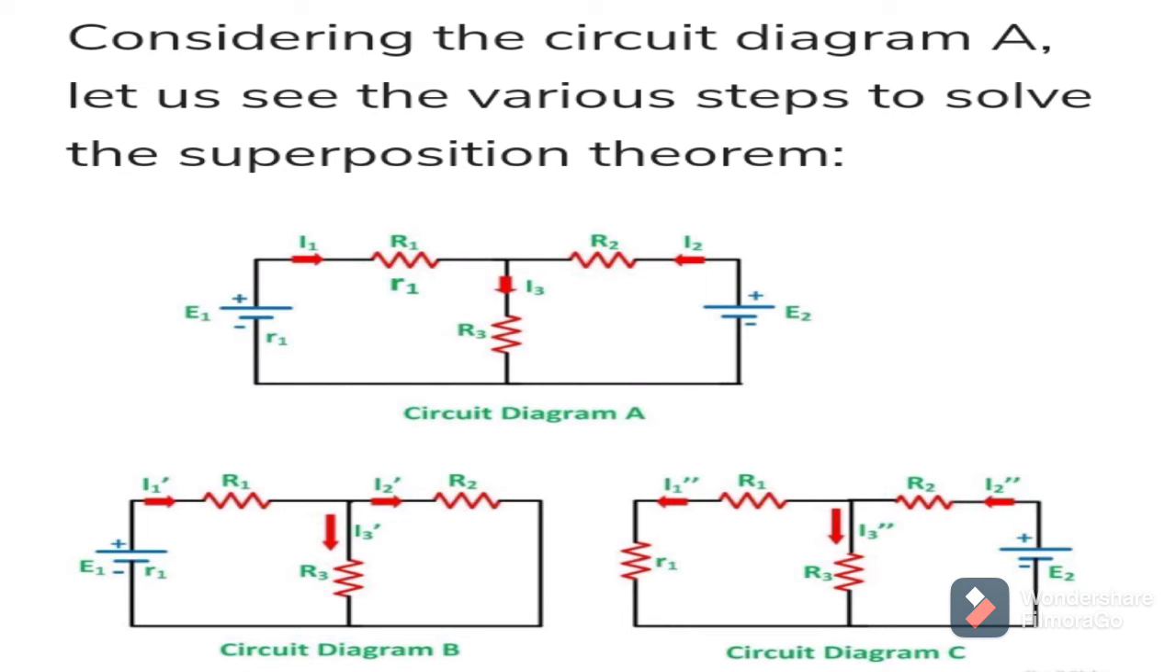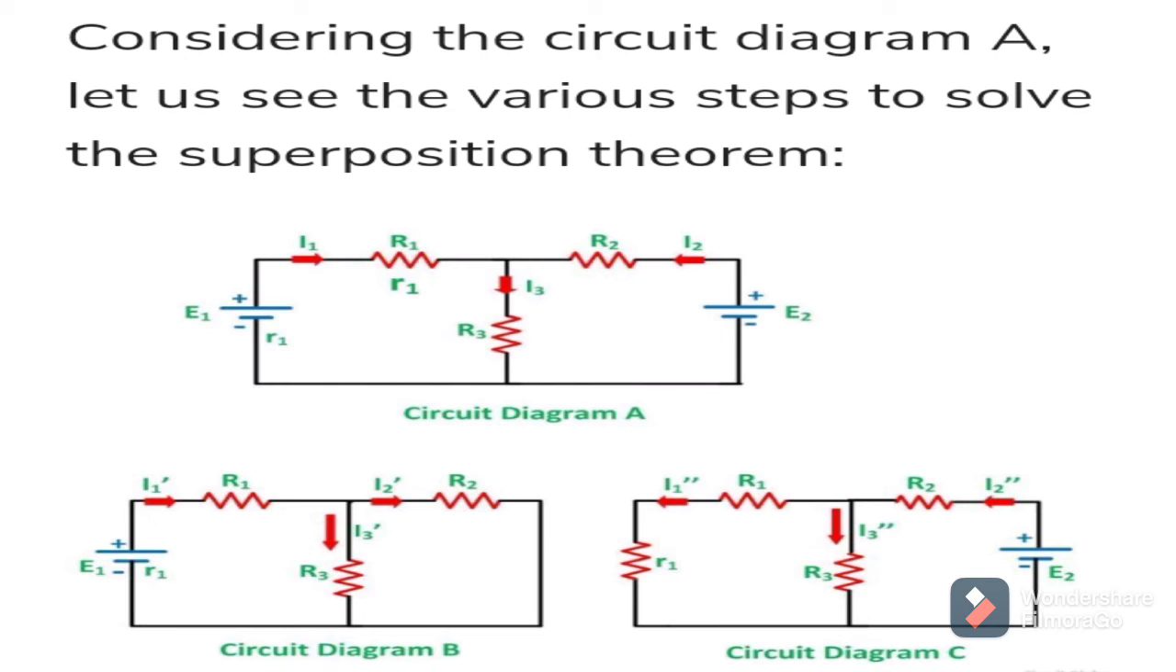Then, considering the circuit diagram, let us see the various steps to solve using the superposition theorem. Step 1. Take only one independent source of voltage or current and deactivate the other sources. Step 2. In the circuit diagram B shown above, consider the source E1 and replace the other source E2 by its internal resistance. If its internal resistance is not given, then it is taken as 0 and the source is short circuited. Step 3. If there is a voltage source, then short circuit it, and if there is a current source, then just open circuit it.